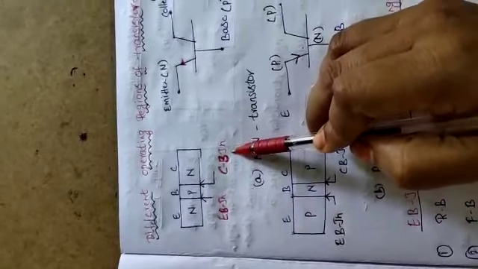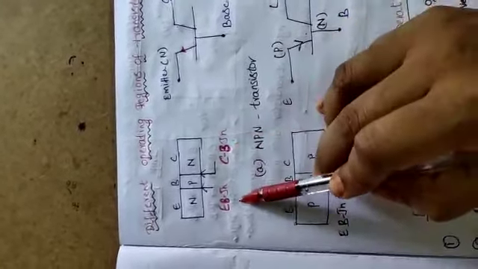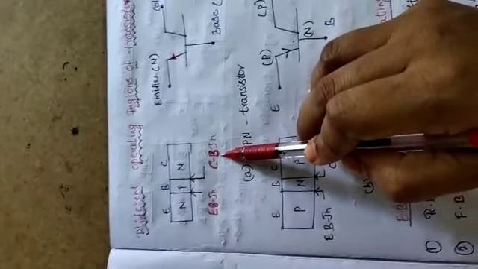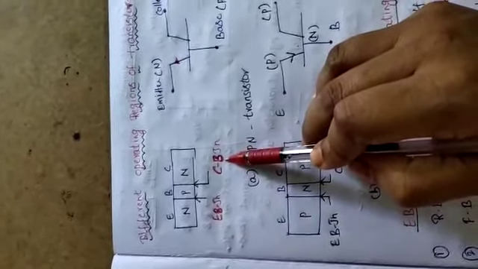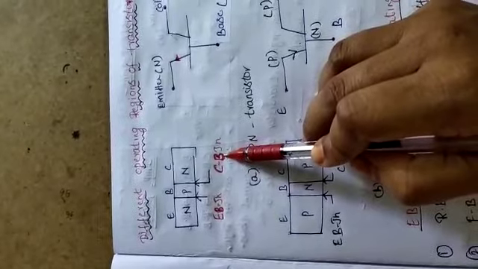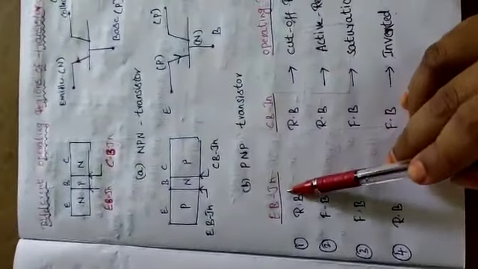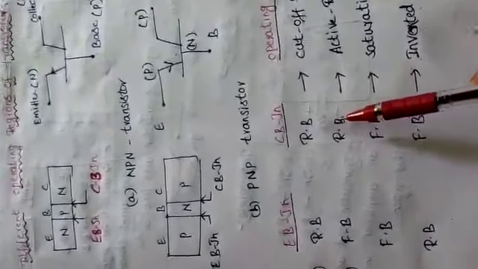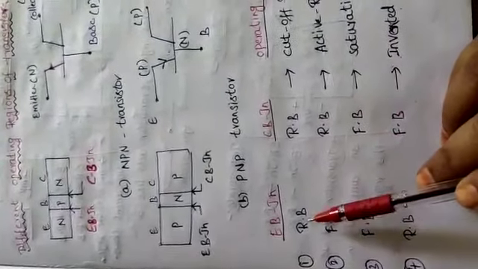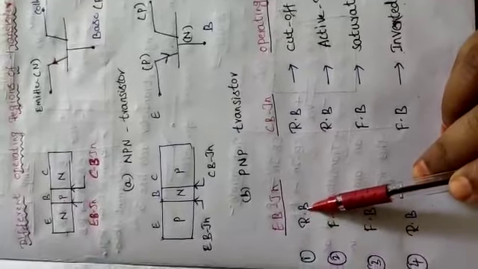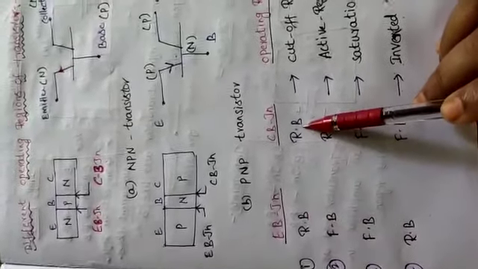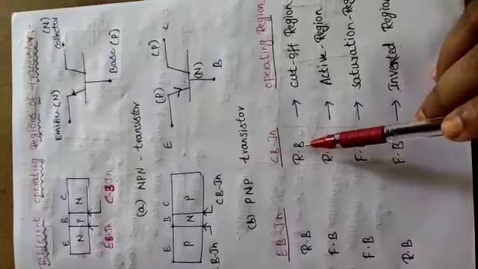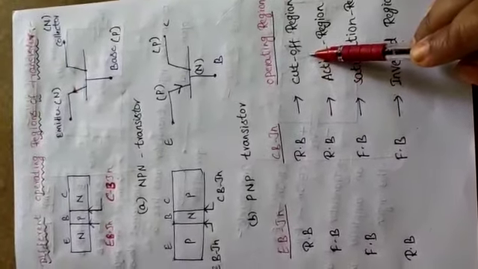Based on the biasing of these two PN junctions, the transistor can be operated in four different operating regions. So what are the different operating regions? We have two junctions: emitter base junction and collector base junction. If both junctions are reverse biased, that is, emitter base junction reverse biased and collector base junction also reverse biased, then the transistor is operating in cutoff region.